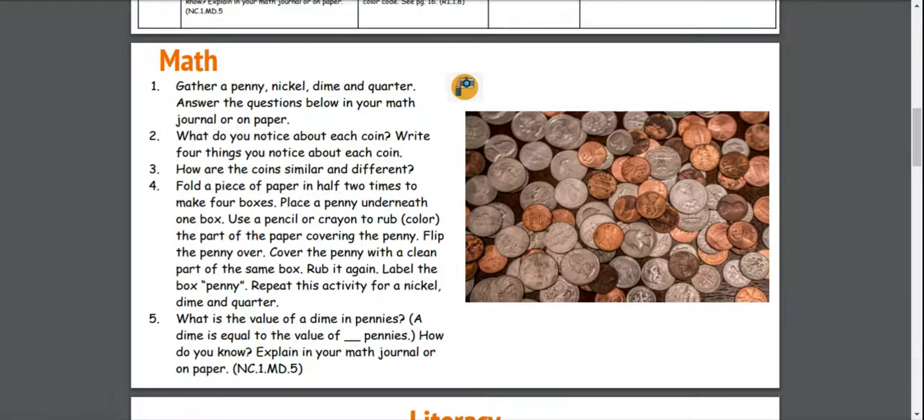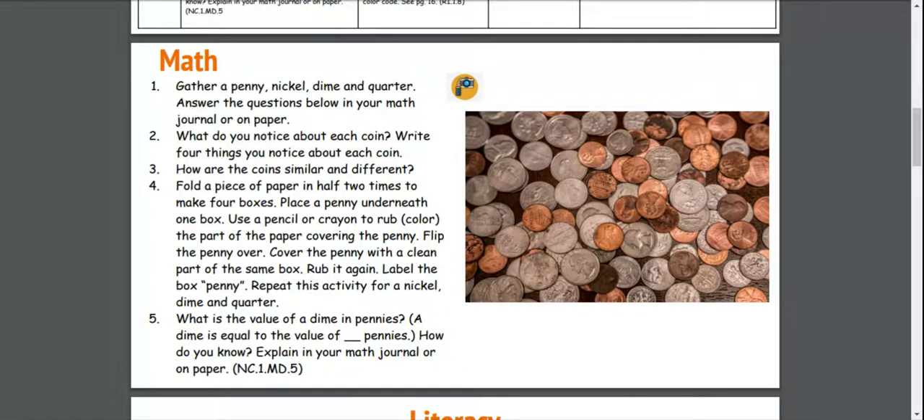Math, I want you to ask your parents if you can have some pennies, some nickels, some dimes, and some quarters. Then you're going to answer questions in your math journal, or just the journal I sent home, or just on a plain piece of paper. And then you can click a picture of it and send it to me. What do you notice about each coin? Write 4 things you notice about each coin. How are the coins similar and different?